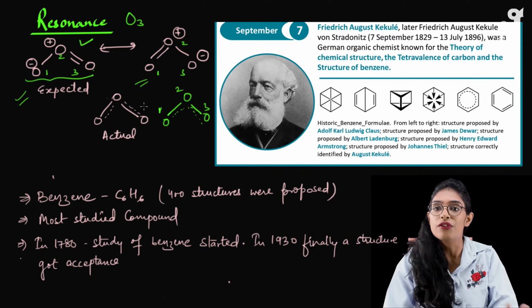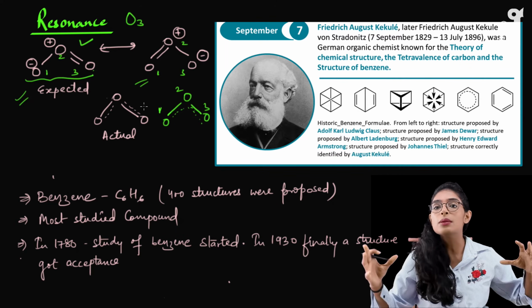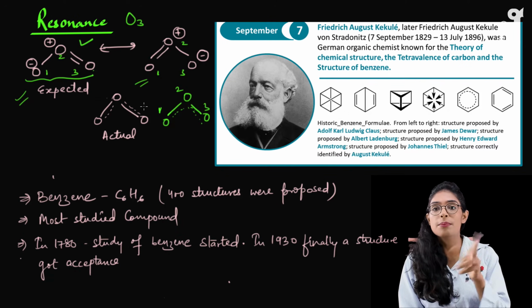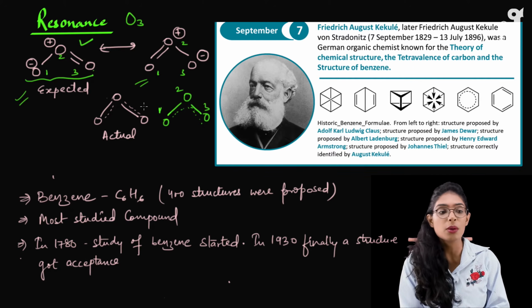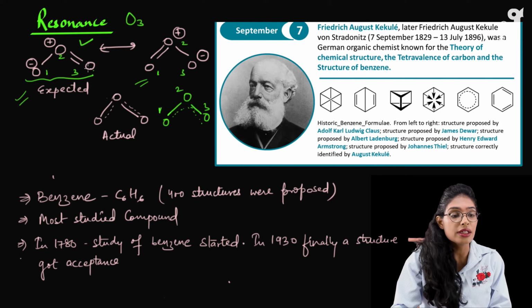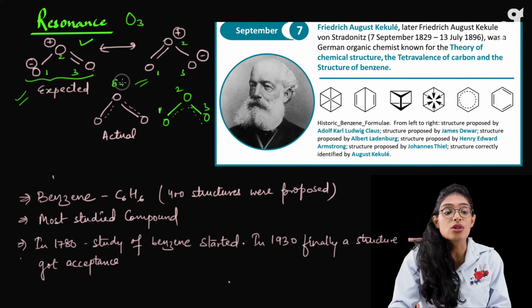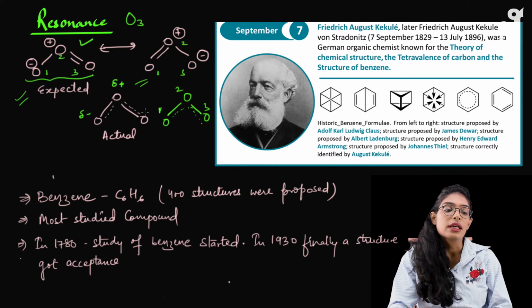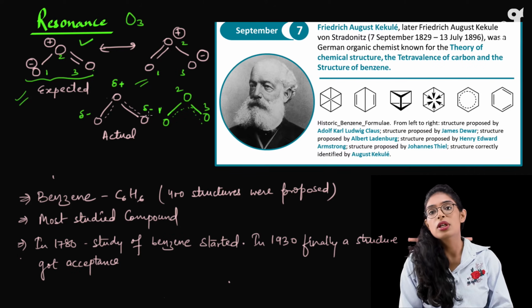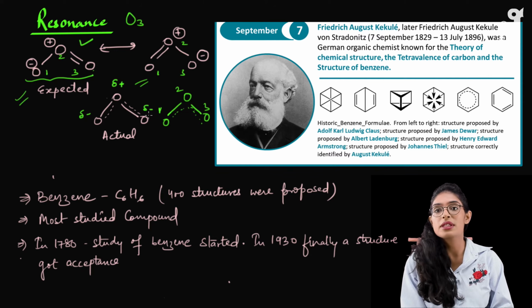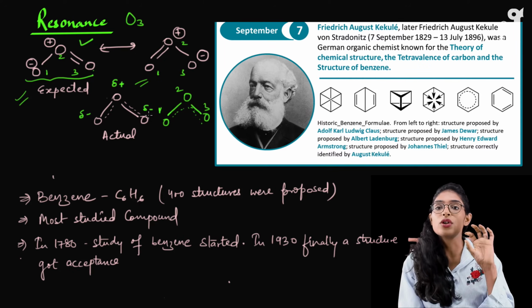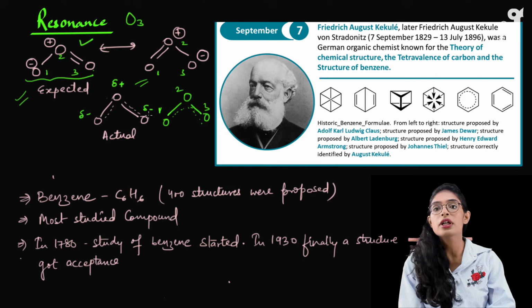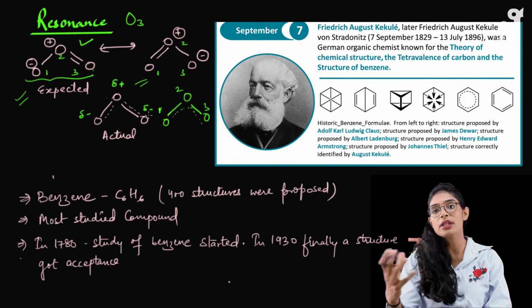The actual structure is a little different from it. That means the bond is neither a single bond nor a double bond; the oxygen bond is somewhere in between. You will also find that the center oxygen is slightly positive or electron deficient, whereas the first and third oxygens are slightly negative. That means they have slight extra electron density. So these were a few things which were observed when we studied the O3 molecule. When we draw the O3 molecule, it looks a little different, and when we look at the properties, they come out different.